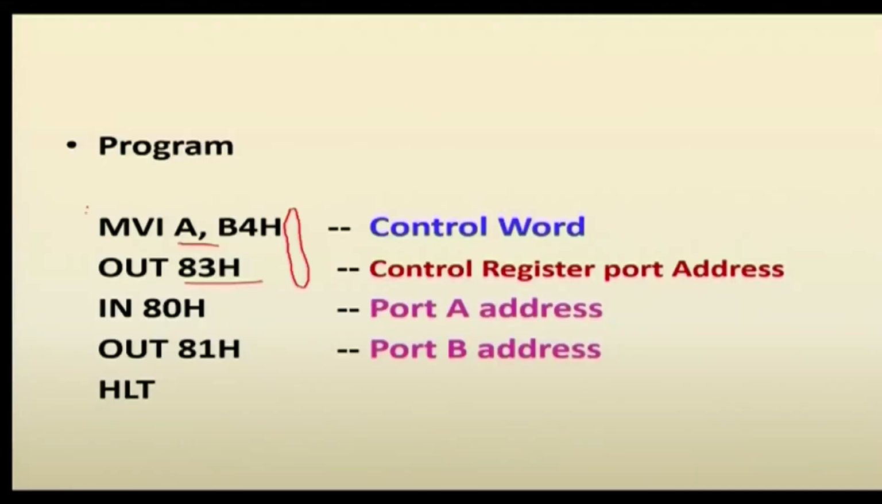How to enable the keys and the display devices: first we have to write the control word. First we have to initialize the control word based on our given task, then read the data from the input, then send the data to the output. This is the program for the given task.